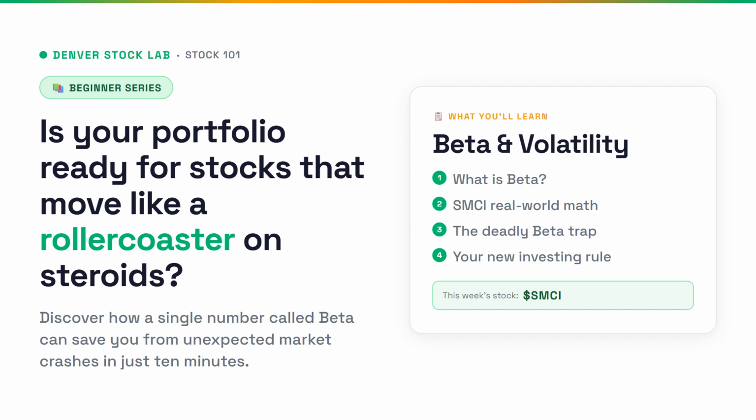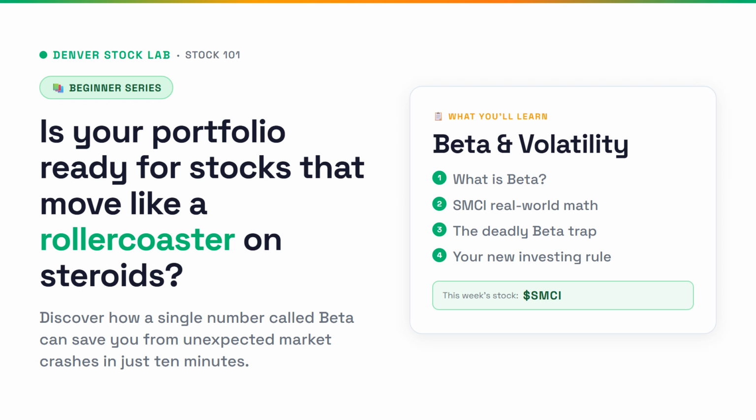Have you ever looked at a stock chart and felt your stomach drop just watching the lines bounce up and down? Or maybe you have wondered if your portfolio is actually ready to handle a stock that behaves like a roller coaster. In this episode, we are going to demystify that exact roller coaster ride by introducing you to a concept called beta. Here is our agenda.